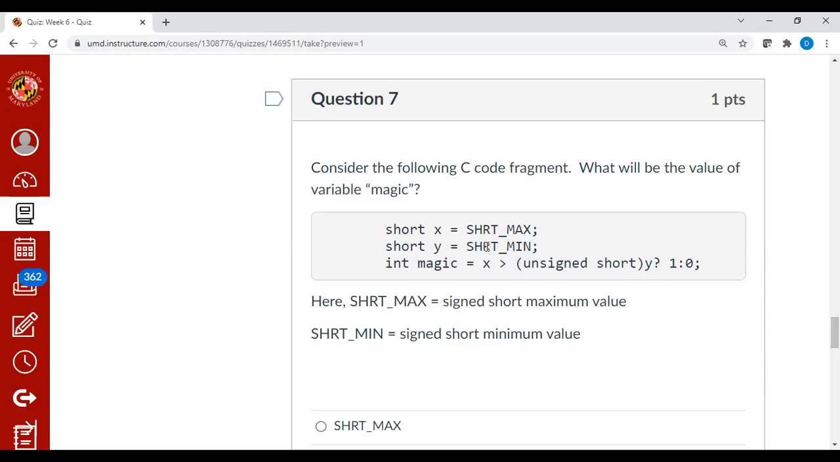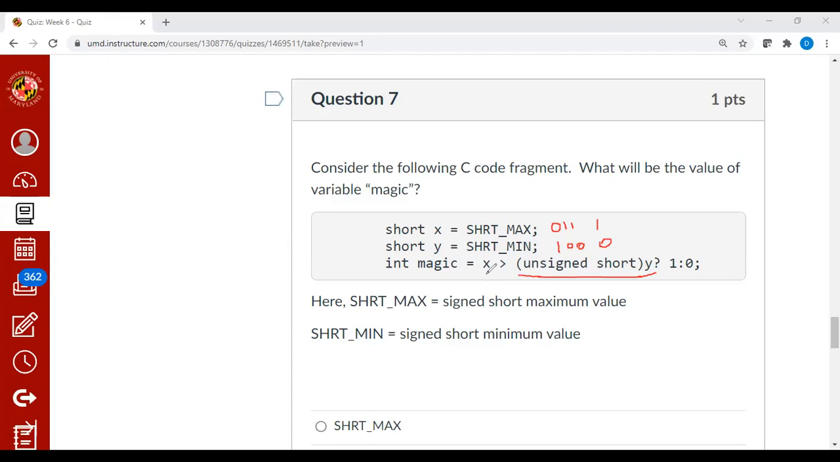X is short max, Y is short min. So it will be helpful to remember what is short max and short min. Short max is basically 0 followed by 1, 1, 1, 15 times. Short min is 1 followed by 15 zeros. So what is the question doing here? They take the X and they compare against Y. So Y is converted into unsigned short type. It means the bit pattern doesn't change, of course, it's still the same.